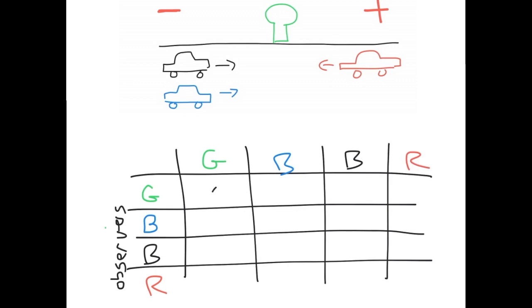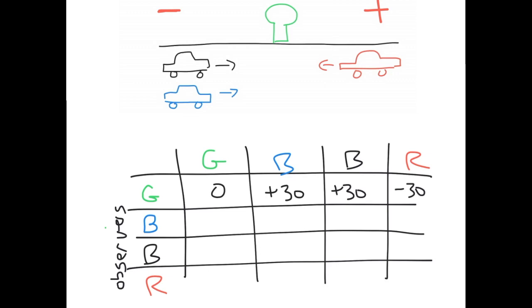We can start with the tree. The tree, of course, thinks it's not moving. When it looks at the blue car, it thinks it's moving toward the tree at 30 miles per hour. Similarly, it thinks the black car is moving toward it at 30 miles per hour. The red car is moving at 30 miles per hour, but in the other direction. Let's switch to the blue car.